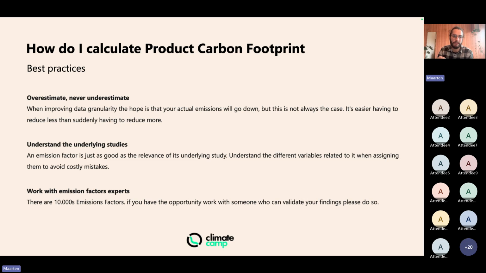We always recommend, if you do it directly, if you do it via consultant, if you do it via a tool like ClimateCamp, to have emission factor experts validate your findings. It will be really important when you start making reduction plans and setting reduction targets that these findings are correct.